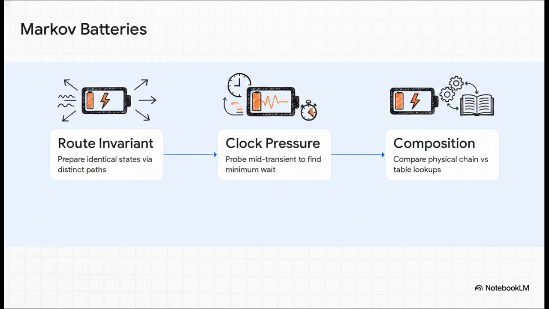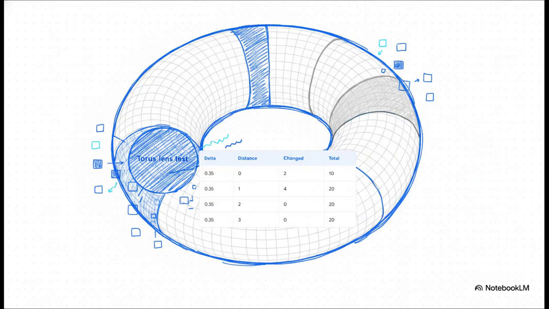Passing all 3 of these proves this isn't just a fun physics experiment. It's a highly programmable machine. And look at this table, the torus lens test. This proves exactly how robust this fabric is. What you're seeing here is what happens when you introduce a defect, a lens, directly into the physical ring.